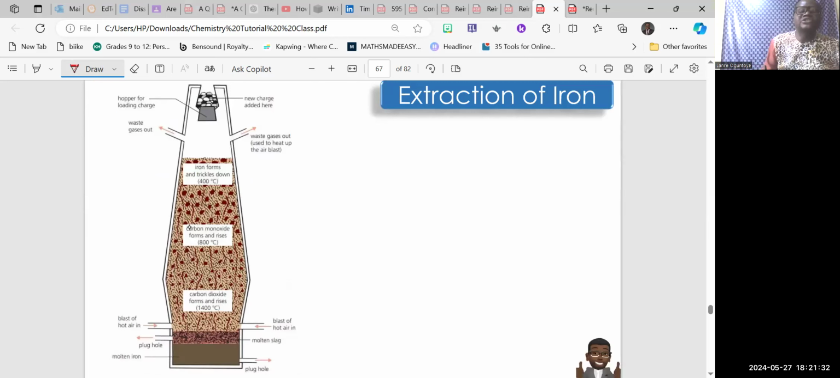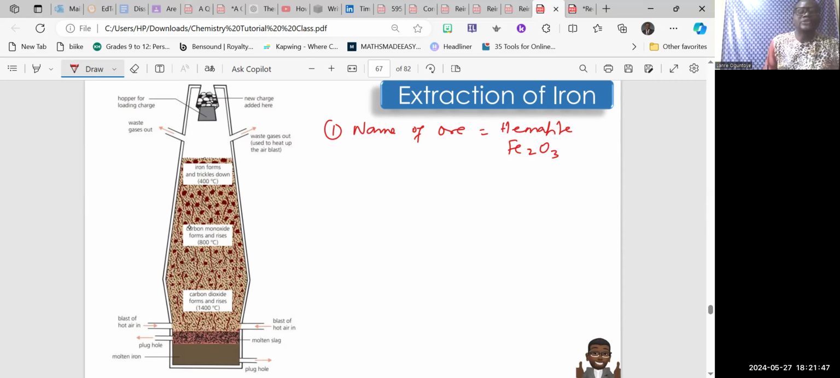What's the first thing to know? You need to know the name of the ore. What is the ore of iron? Hematite. What is the chemical formula? Iron 3 oxide.